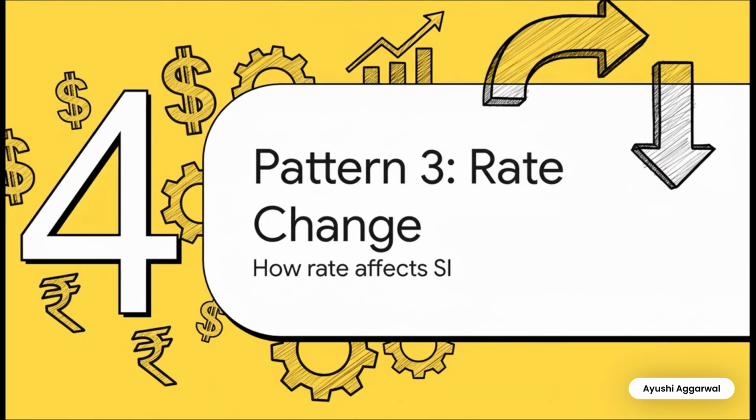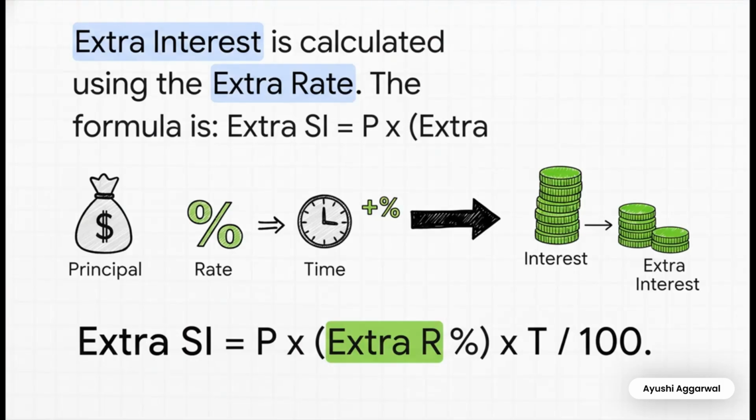Okay, let's power through to our third and final pattern for today. This one is also super important. It deals with what happens when the interest rate changes and how that affects the total interest you earn. The secret to this one is actually incredibly simple. You don't need to worry about the original rate at all. The extra interest you get is purely because of the extra rate. So we use the same PRT formula, but for R, we only plug in the extra rate percentage.